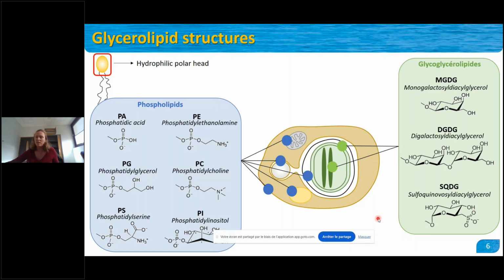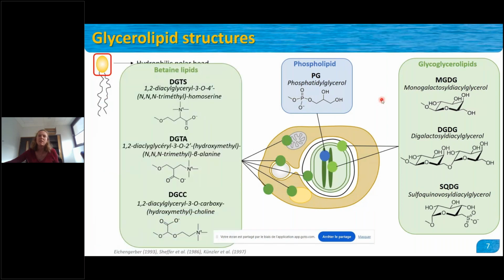Chloroplasts, from cyanobacteria up to the plants, going through all the algae kingdoms, contain these three glycoglycerolipids plus phosphatidylglycerol. So these four lipids are conserved throughout every organism that is doing photosynthesis. What you have in algae is an extra plastidial lipid class called betaine lipids.